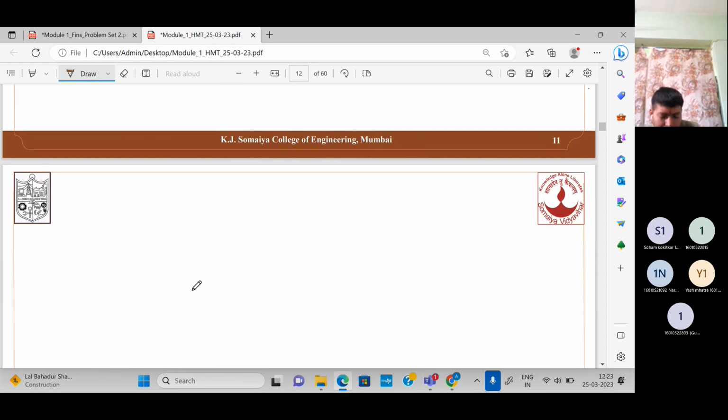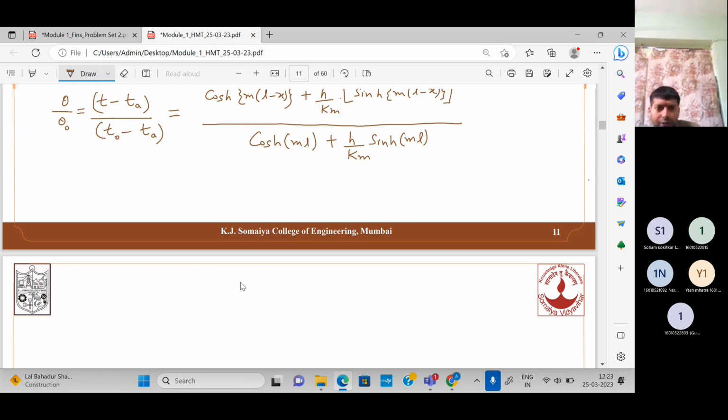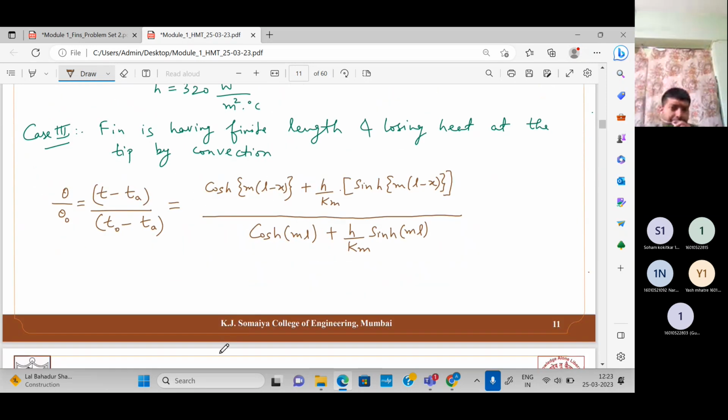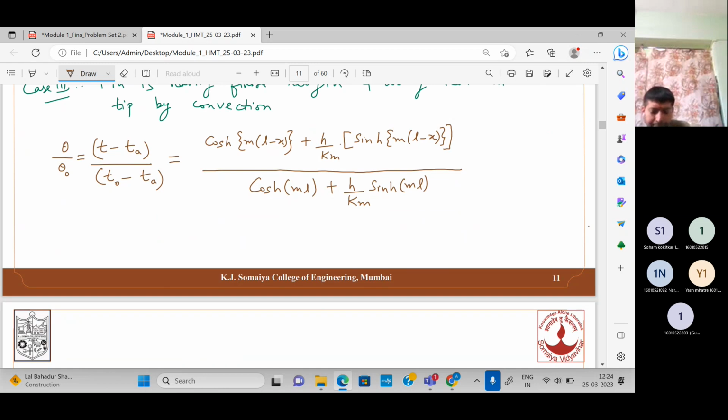Now let's put in all the values. All the values are given, and we'll find the temperature at the middle of the blade. So first of all we'll find m. Let's find m first.